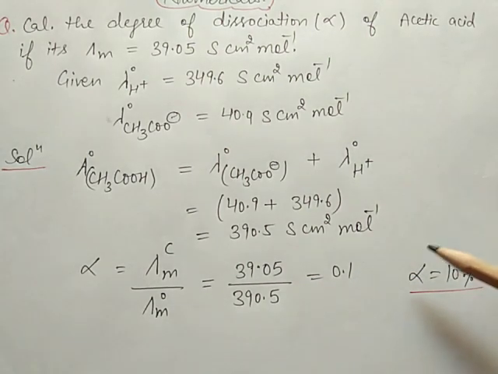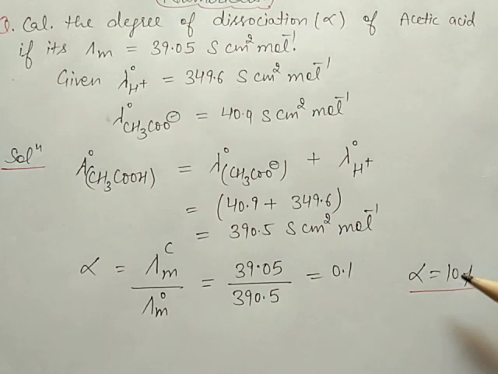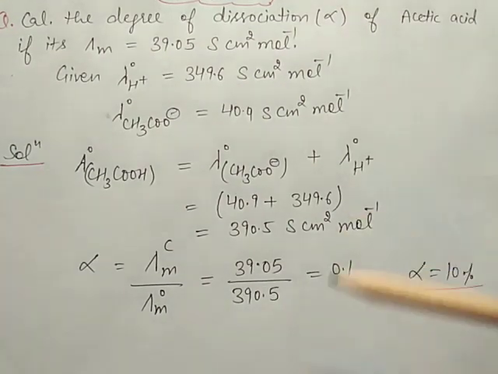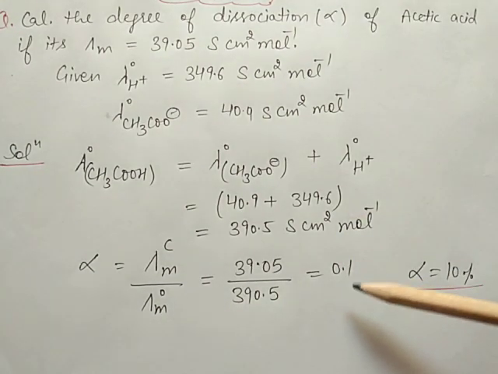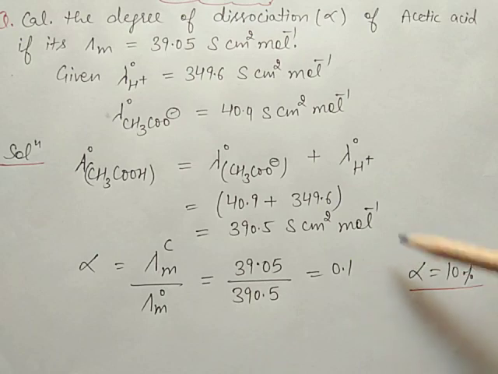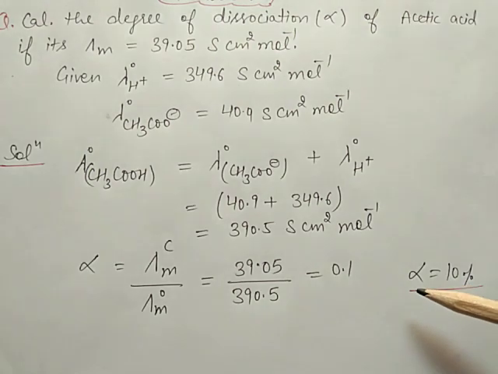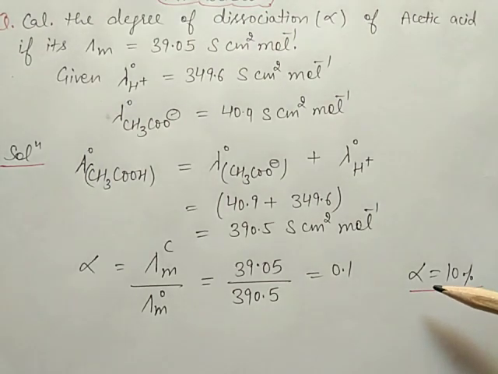It means alpha is the degree of dissociation, so it is multiplied by 100. After calculating, that is 10%. So 10% is the degree of dissociation of acetic acid.